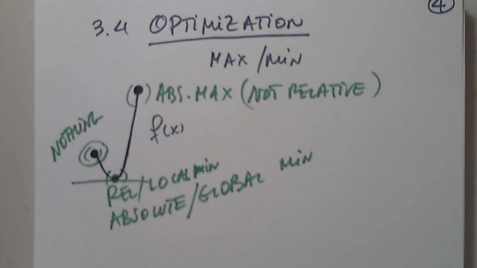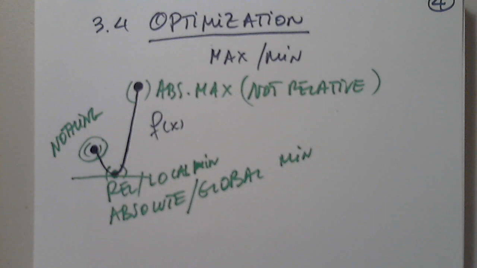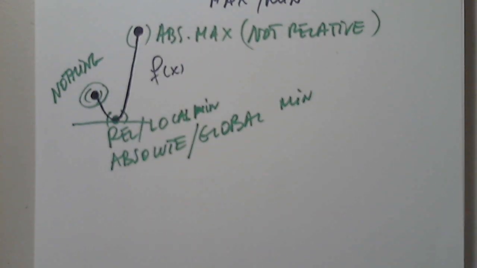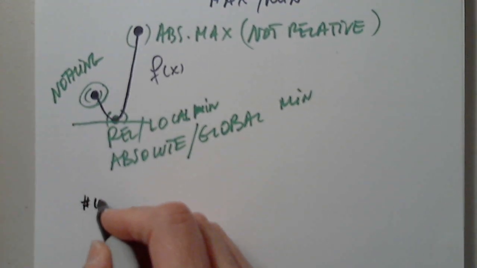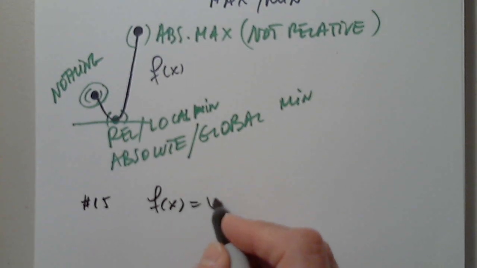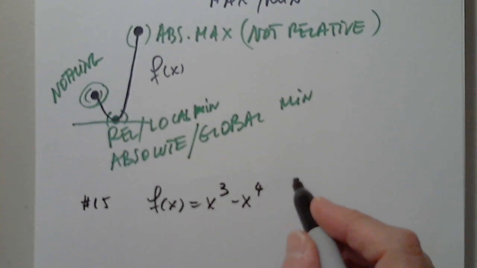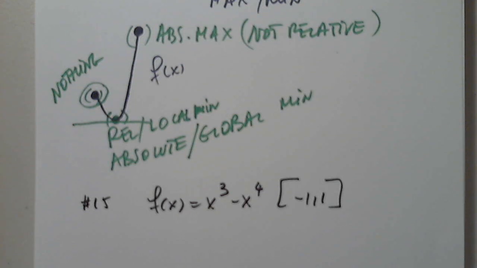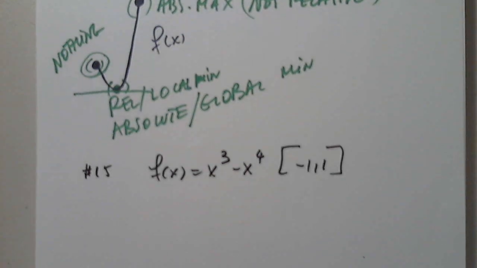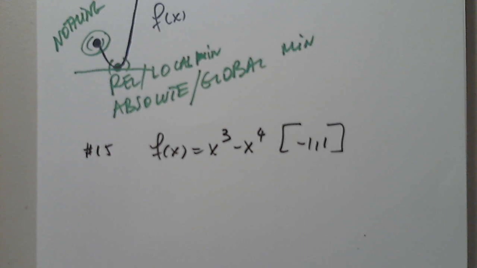So let's choose any function you want and determine the absolute max, absolute min. And we'll identify also the local max, local min. Which function would you like to work with? No preference? I will choose 15 then. So we have f of x equals x to the third minus x to the fourth. The interval is negative 1, 1. In other words, the world for this function is just negative 1, 1. Let me see.